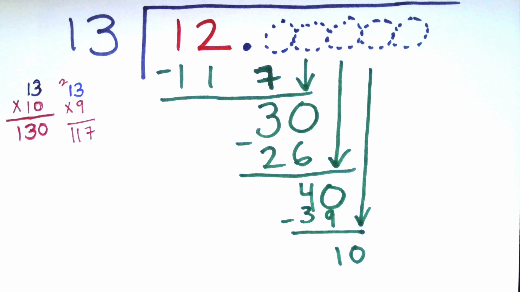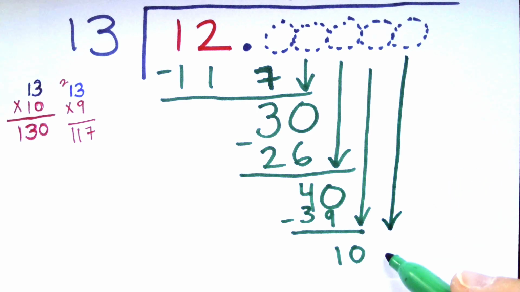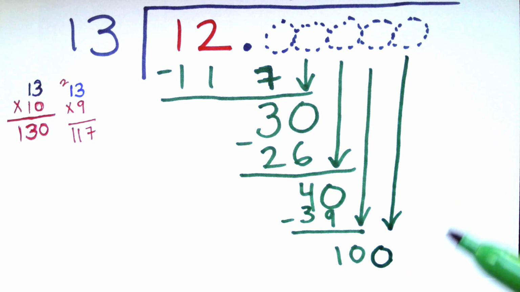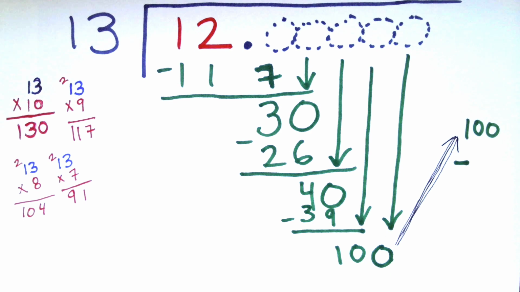So what I can do now is I can bring down my 0 after I put a 0 above the divisor bar. Now my new target is 100. So 13 times what number gets me closest to 100? Okay, I want to show you how I'm taking the 100. I ran out of space again, and I'm bringing it up here. 13 times what number gets me closest to 100 without going over.